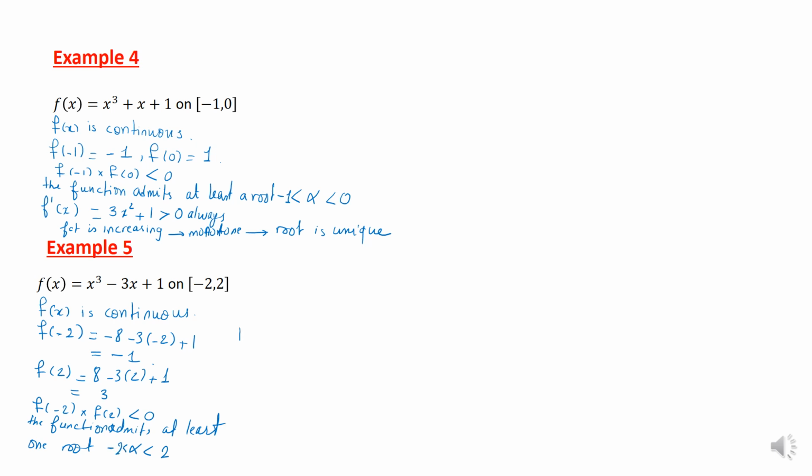Now, to check whether the root is unique or no, also you check the monotonicity of the function by finding f prime of x. Now, f prime of x here is 3x squared minus 3. The function has a local maximum and a local minimum. So f of x is not monotone, which gives us that we may have more than one root.